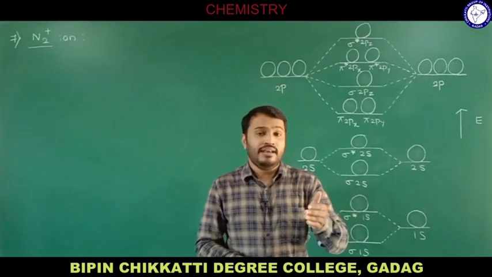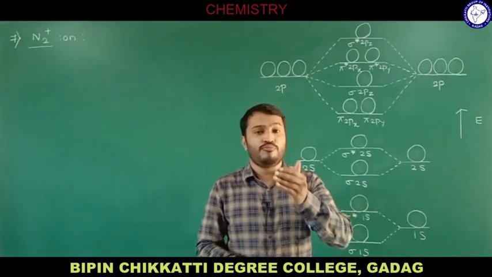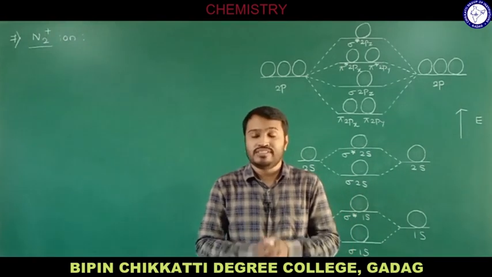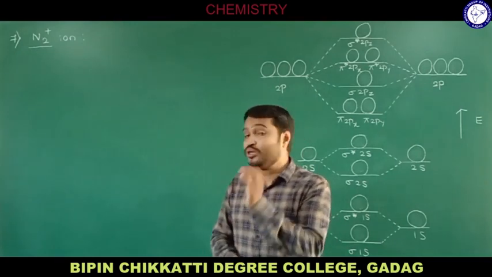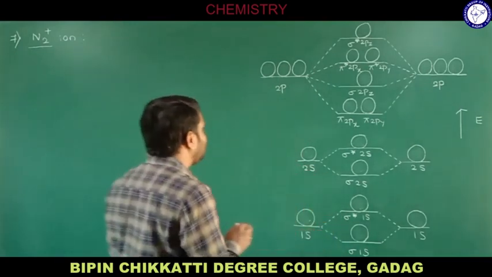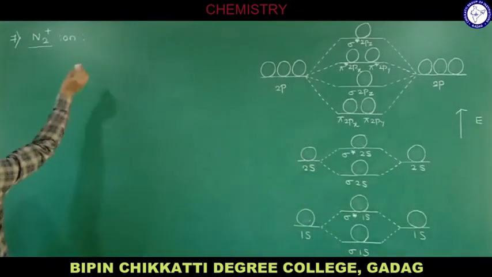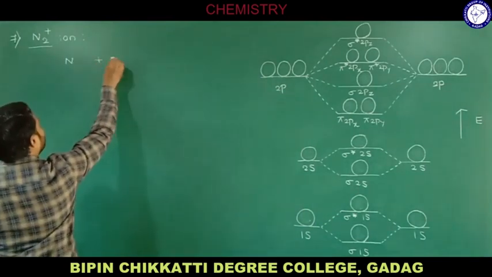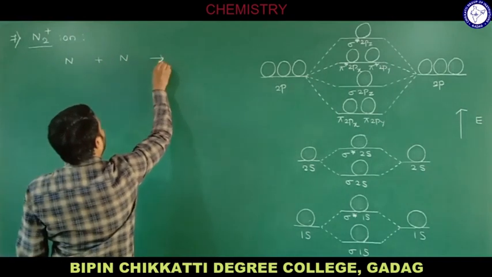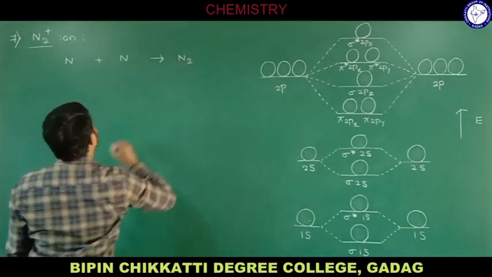So till now we discussed the MOT of molecules. Now we'll see what change we have to make if we have ions like the N2 plus ion. First we'll see how many electrons we have. As we know, the nitrogen molecule is formed by combination of nitrogen atoms.